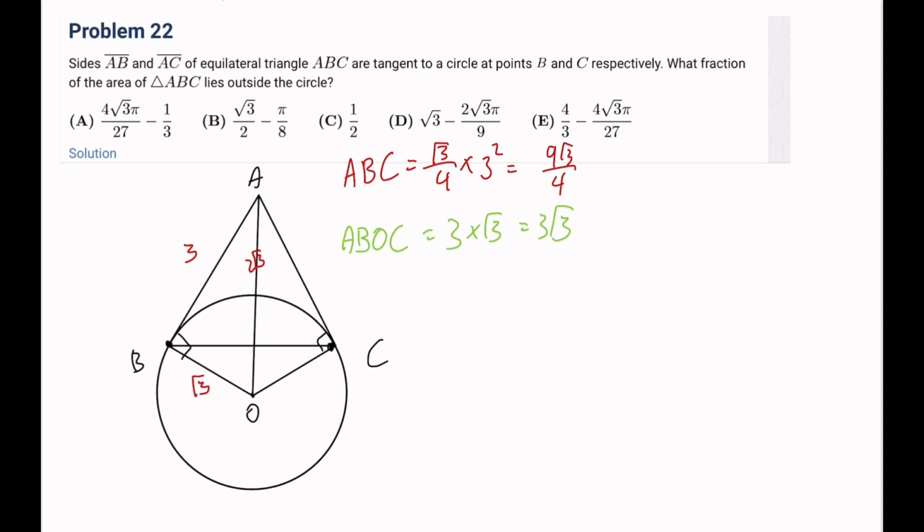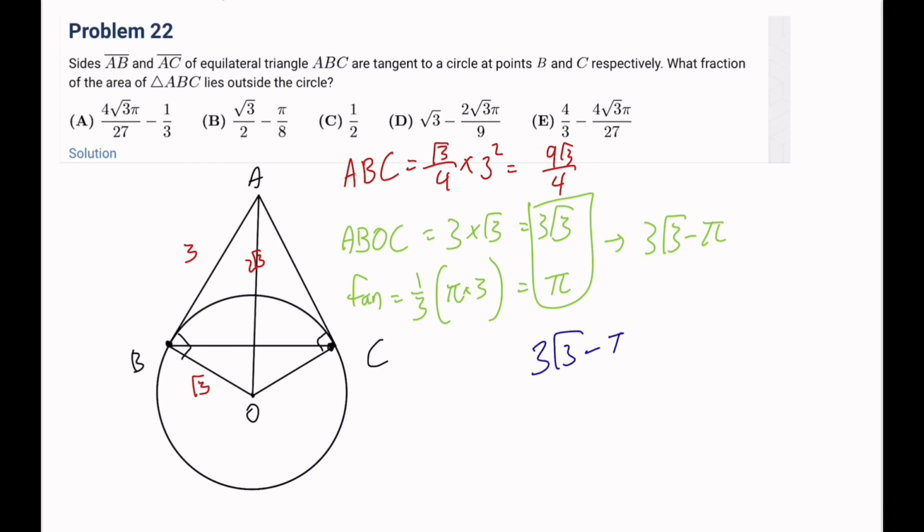And the fan BOC, that would be 1/3 of the whole circle, which is pi root 3 squared. And so root 3 squared is, of course, 3. And so this is pi, right? And so what we need to do is 3 root 3 minus pi. And what we get is this over this, right? And so 3 root 3 minus pi over 9 root 3 over 4, right?